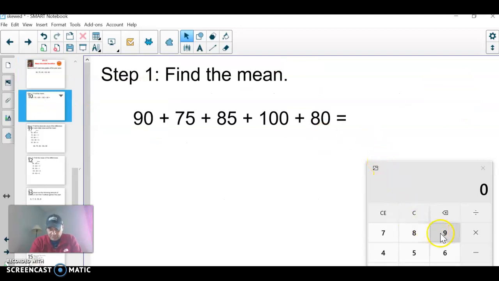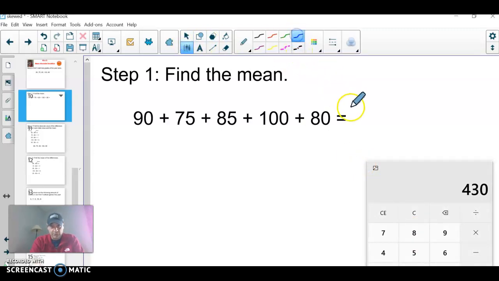So we're going to add up those numbers. He got a 90 on his first test. Go ahead and do that. 75, an 85, 100, and an 80. So Henry got a total of 430 points.